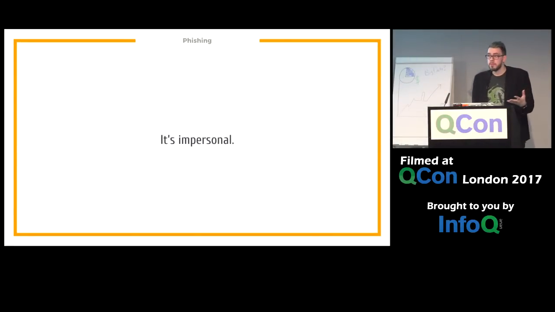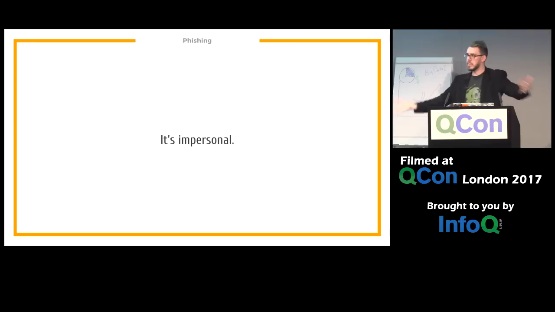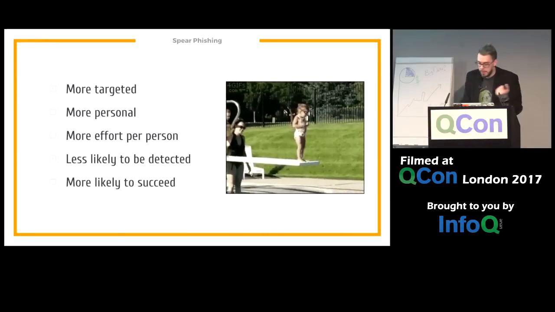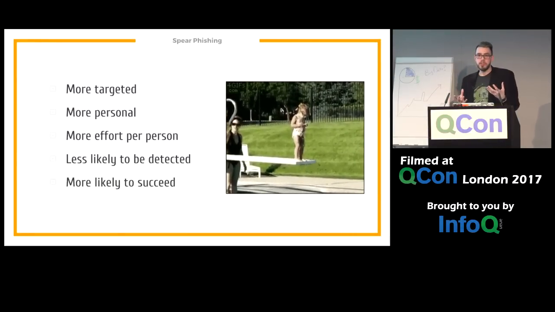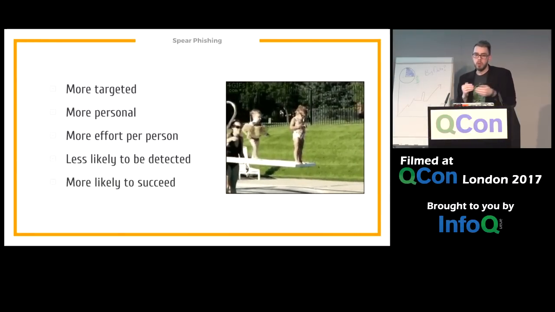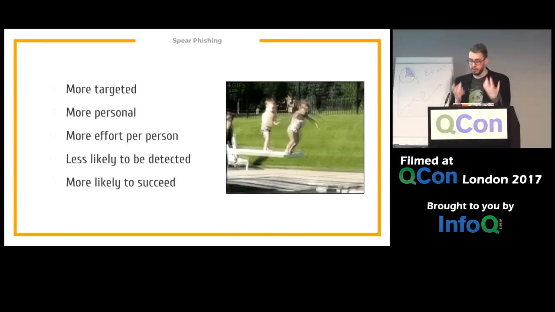The reason being is it's impersonal, right? And the fact that you have these impersonal things that you need to spread over a big blanket to get the results you want, right? Send out 40 emails, get 3 people following through, hopefully. But there's another type of phishing that we can use. There's another type of social engineering that's way more personal, and it's way more targeted.